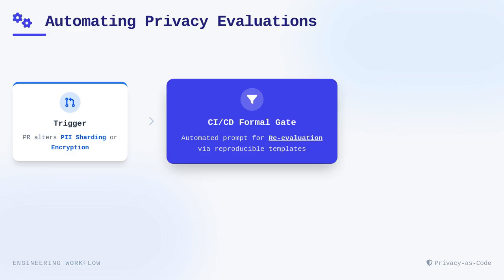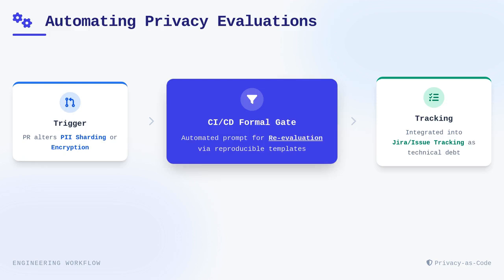When a developer submits a pull request that alters how PII is sharded or encrypted, the issue tracking system should automatically prompt a reevaluation of the relevant impact assessment categories. This allows you to log leftover system vulnerabilities in a way that is visible to the entire product team, ensuring that technical debt related to privacy is managed alongside functional requirements.